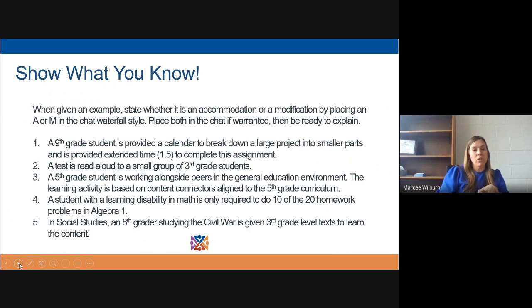So let's look at the first one. A ninth grade student is provided a calendar to break down a large project into smaller parts and is provided extended time and a half to complete this assignment. So I see them coming in the chat now. So go ahead and add them. We have a unanimous A for accommodation. Does anybody want to explain why they chose accommodation for this one?